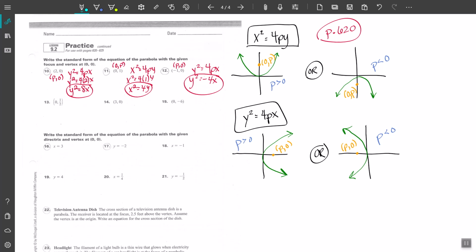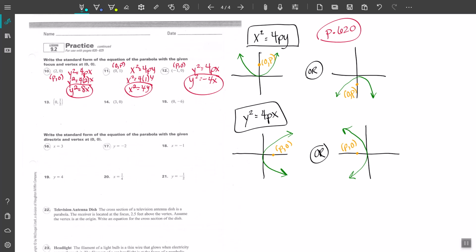So we need to add one more thing on to our graphs over here to complete 16 and 17. And this will be the last new idea for this lesson. I'm going to erase these restrictions on P so I have room to talk about the directrix on each of these. The directrix, remember, is the line that's perpendicular to the axis of symmetry.